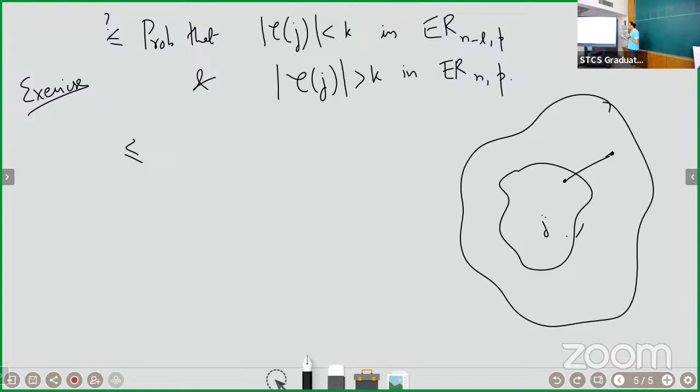There are L vertices outside, and there are N minus N... But that's too much. Its connected component size is only K. So at most K are in business. And what is the probability? It is P of connection between any two. So it's at most KL times P. Its probability cannot be more than KLP.